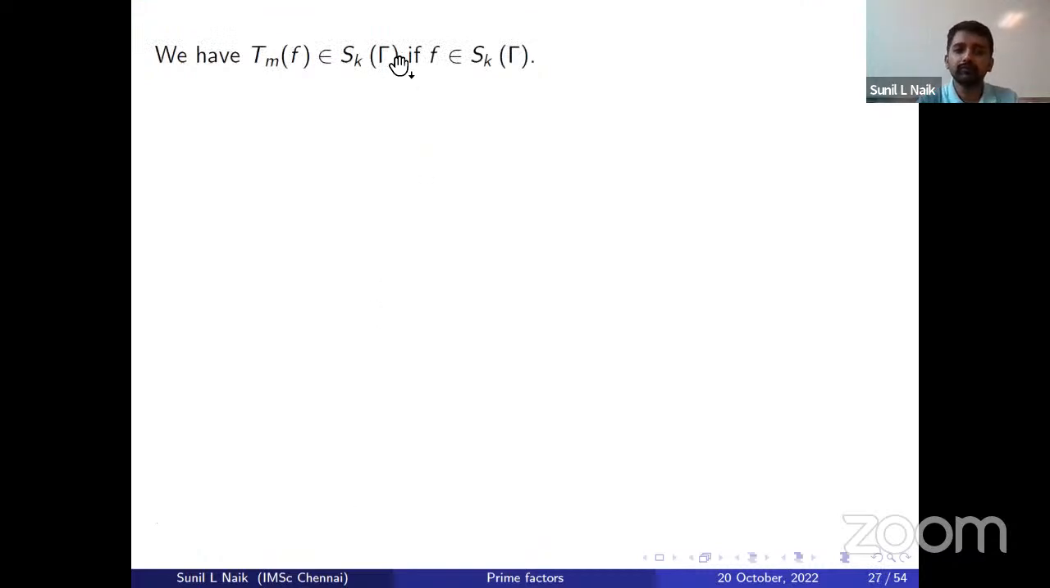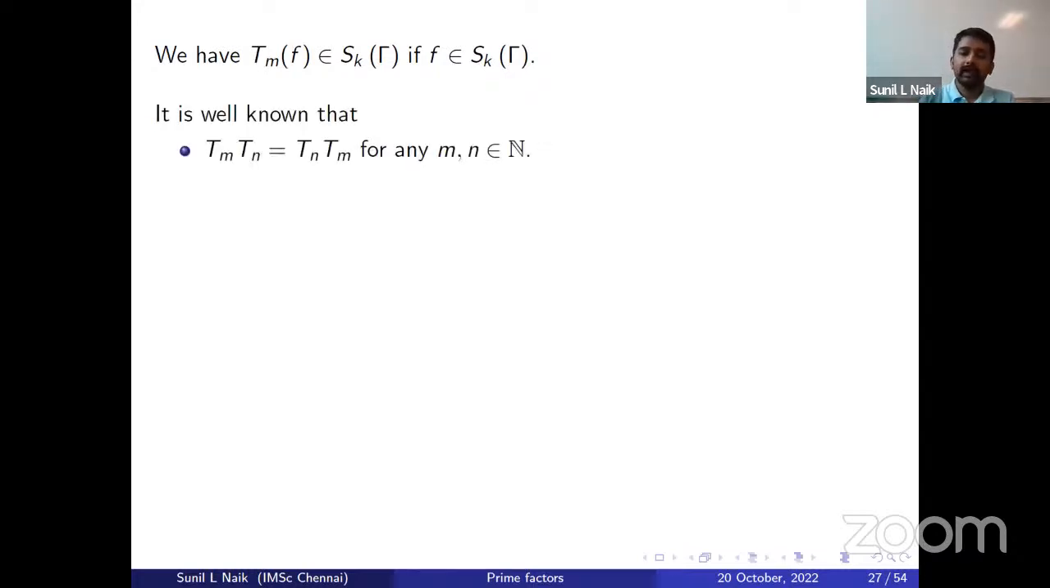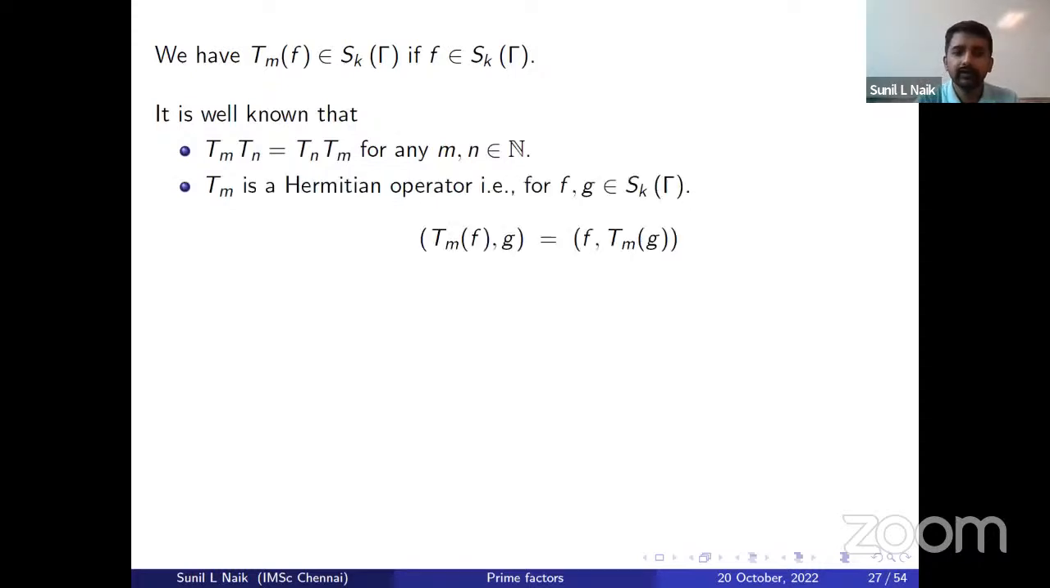If f is a cusp form, then its image under the mth Hecke operator is also a cusp form. That is, Hecke operators take a cusp form to a cusp form. Hence, if you restrict the Hecke operator to the space of cusp forms, they are linear operators. It is well known that Hecke operators commute with each other and they are Hermitian operators. That is, given any two cusp forms f, g, the inner product of T_m f with g is equal to the inner product of f and T_m g.